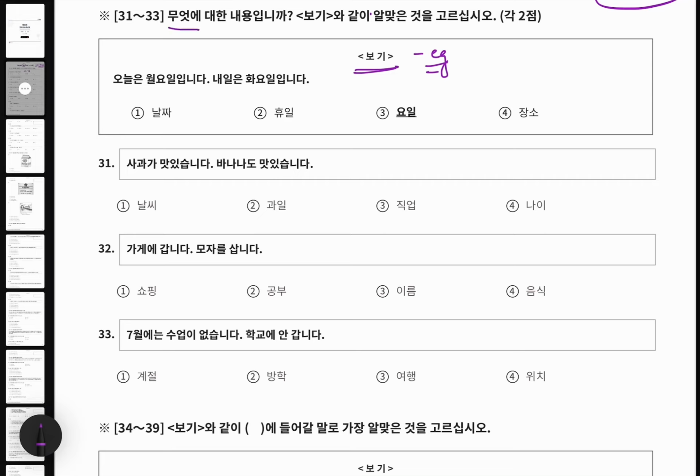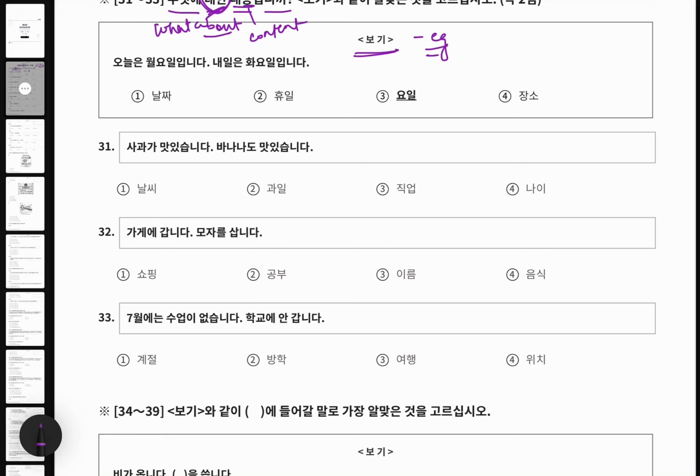The question is 무엇에 대한 내용입니까? 대한 means about, 무엇 means what, and 내용 is content. So whenever you see the word daehan, you automatically know that we're talking about what it is about. There will be a sentence and you have to see what it is about. So if we see daehan, we'll automatically start searching for the answers. Okay, let's read the first question. That is the example. The answer is already given to you, but for you to know the pattern, they always give a bogi question.